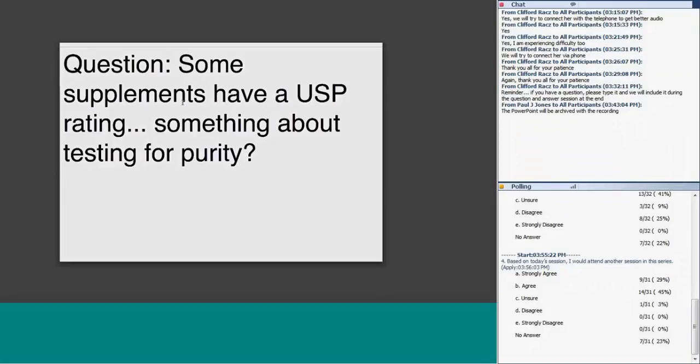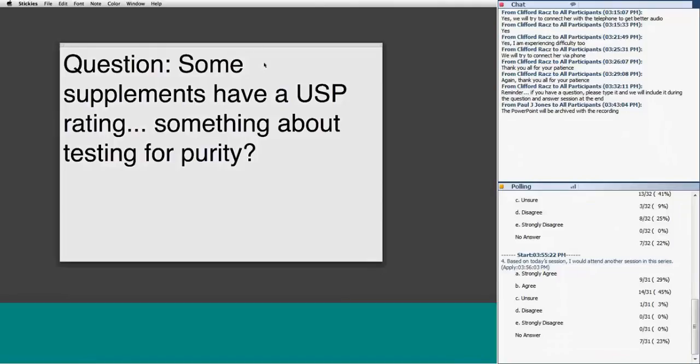So again, the USP is basically just providing peace of mind to people, saying that it has gone through another level of criteria to make sure that it is as safe as possible without being tested for that safety.